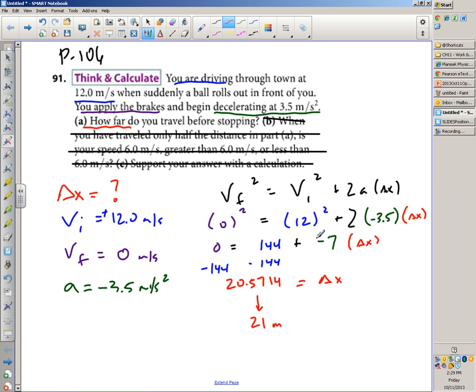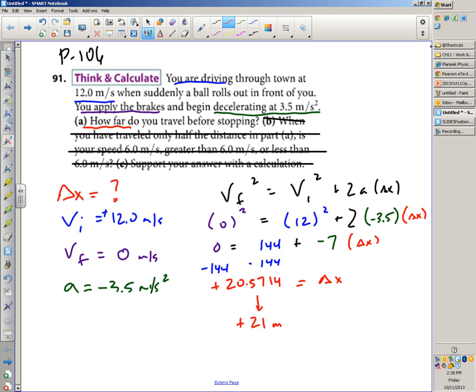negative 7, what do you end up with? A positive. You end up with 20.5714, but it's positive 20.5714, right? So that means that our displacement is positive, because even though we're slowing down, which direction are we still moving in? You're still moving in the positive direction. So even though this acceleration is negative, the displacement has to come out positive to indicate that we're still moving forward. Okay? Good there?